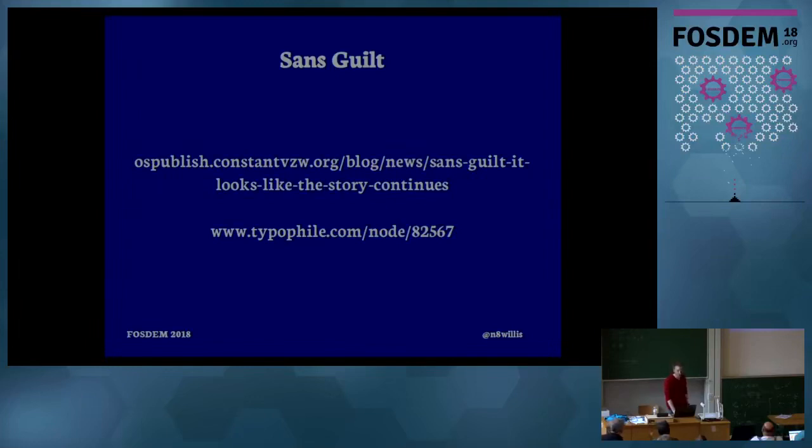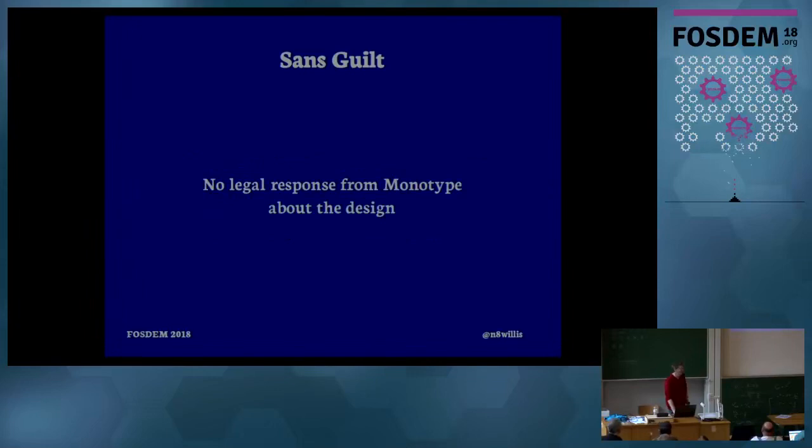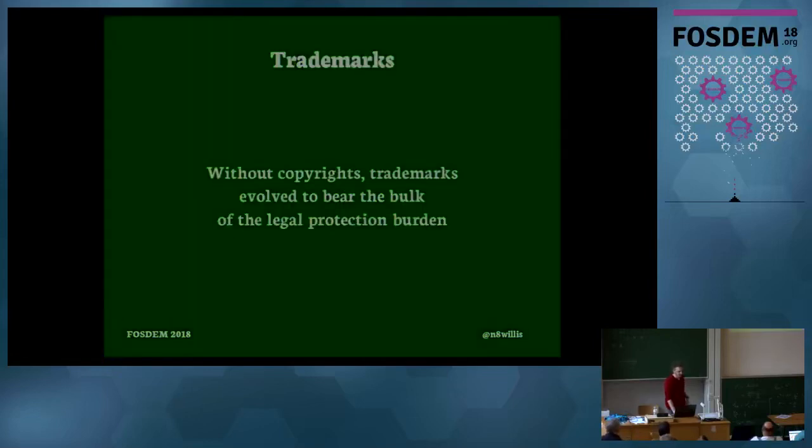The reaction from the community was, okay, that's fine, although they didn't think that the results of the auto-tracing itself were all that great. They didn't get a response from Monotype, from the legal people anyway. Although what I heard in email just recently was that later Monotype did get in touch about a different project of theirs about the name collision for trademark reasons. And my take on this is that without copyright on the design, trademarks just evolved this way to bear the bulk of the legal protection.